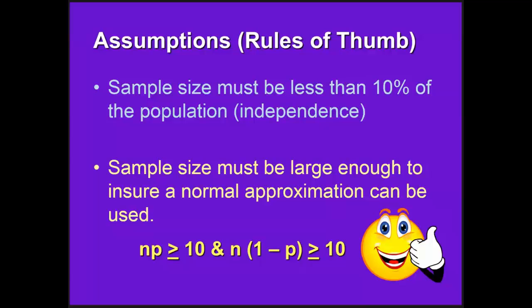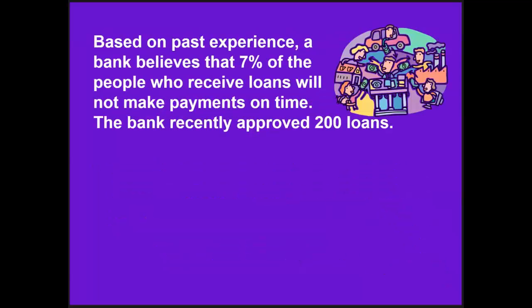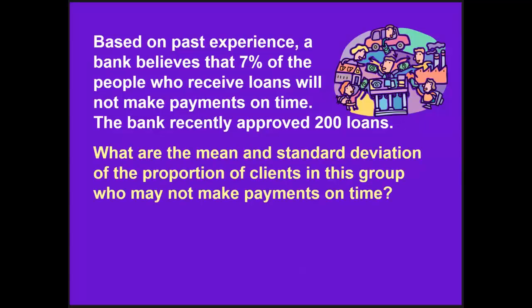Okay, so let's look at some examples of how we might use this. Based on past experience, a bank believes that 7% of the people who receive loans will not make payments on time. The bank recently approved 200 loans. So we got 200 loans, and they think 7% are going to default on it. What would be the mean and standard deviation of this given this information?